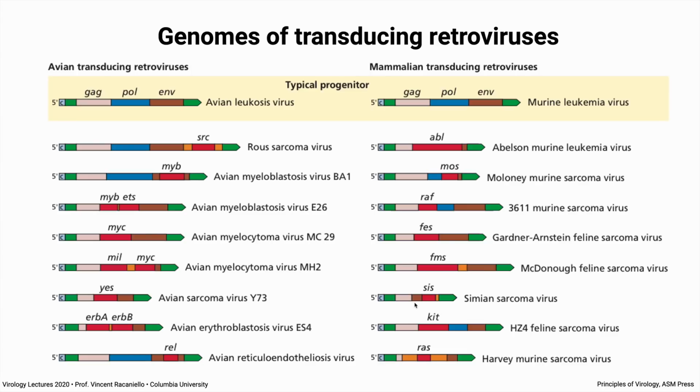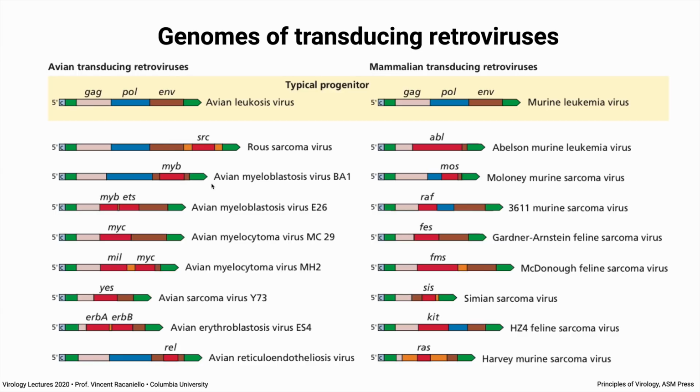So here's a map of some of these, what we call transducing retroviruses, because they pick up pieces of host DNA. So here on the left, we have our avian transducing retroviruses. And here's avian leucosis virus, the virus that infects every chicken in the world and causes leukemia: gag, pol, envelope genes. And then below are all the viruses isolated from chicken tumors. Rous sarcoma virus. It's got the src oncogene stuck in at the end of the genome, so it's not defective. It's got gag, pol, and envelope. So this virus can replicate on its own.